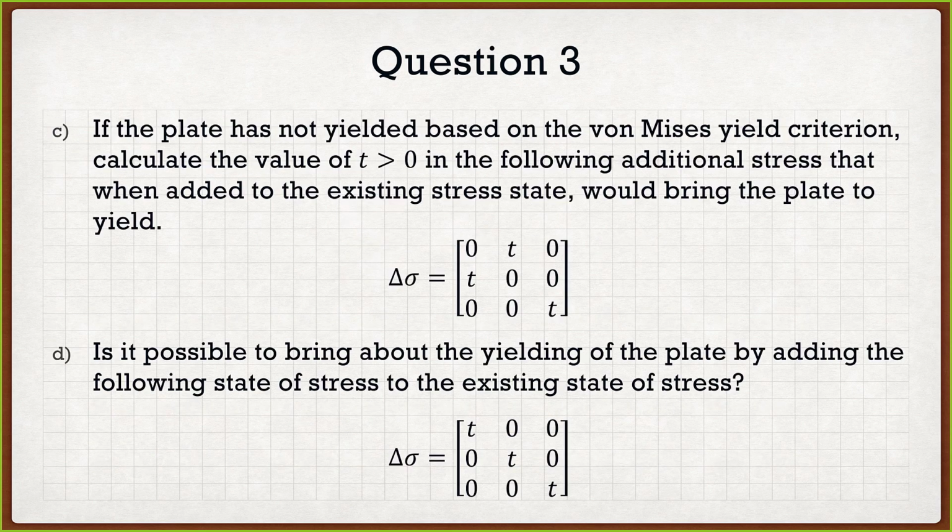Now, the question has some other components where it says in part C, if the plate has not yielded based on the von Mises criterion, calculate a value of T in the following additional stress that, when added to the existing stress, would make the plate yield. So it's kind of a hint that in part A, the plate should not yield. If it did, then question C is just useless. So it's a hint that under the stress we applied, it's not going to yield. And the question is basically asking, what does T have to be so that when we add this stress, it will make the plate yield? So we're basically solving for T.